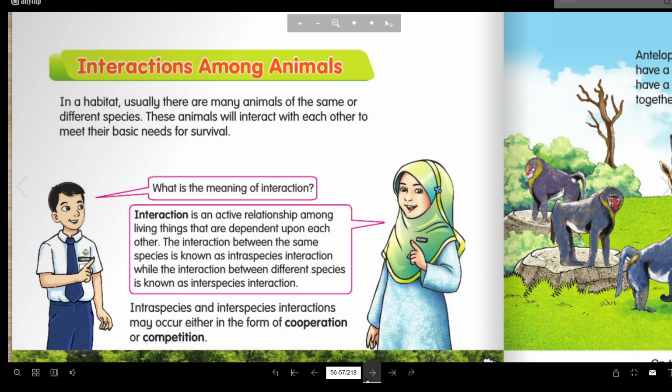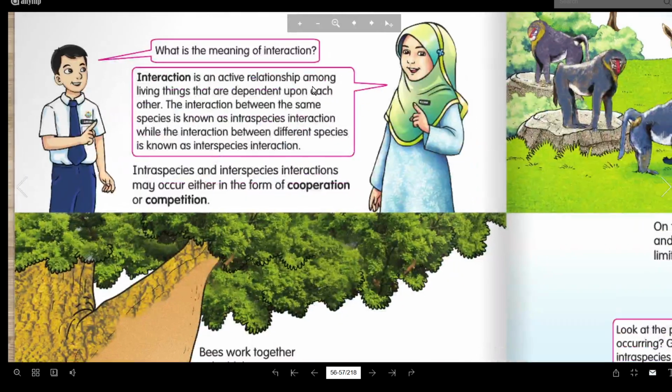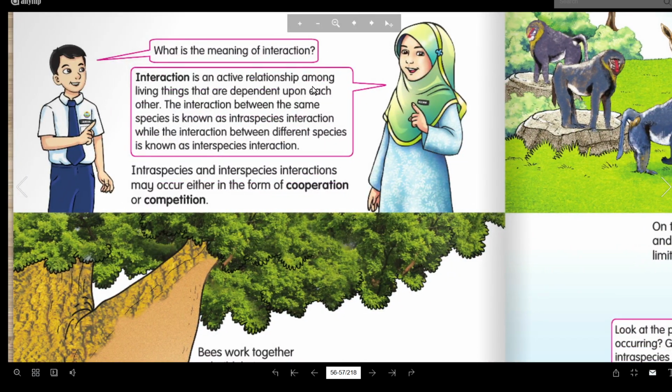for survival, right? So what is the meaning of interaction? Interaction is an active relationship among living things. They depend upon each other, they interact with the same species, which is called intra-species interaction. Suppose a monkey interacting with monkey, this is intra-species. But sometimes they interact with different species, which is called interspecies interaction.